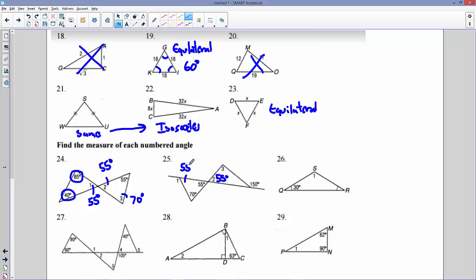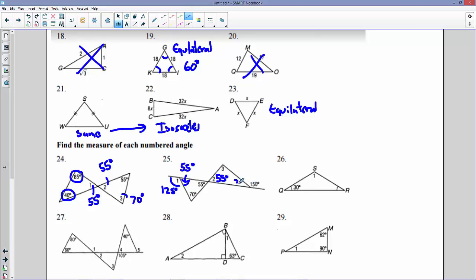So what's left is 55, right? Which makes that isosceles. Now, that's not what they're asking for. They're asking for angle 1 here, correct? They're asking for angle 1. So angle 1, that's a linear pair with this 55. So that has to equal 125.